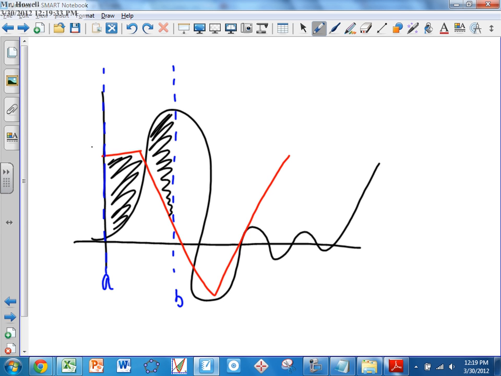Let's say that the red curve, the red function, is F. The black function there is G. They can't both be F.